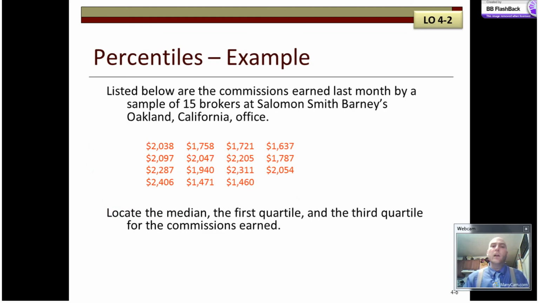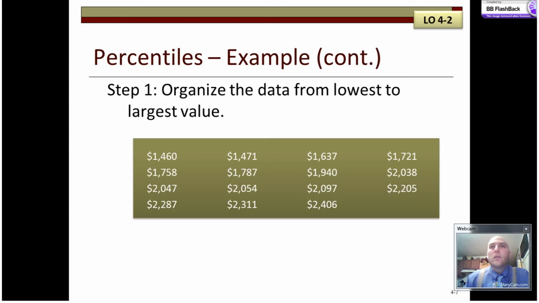Here's an example. Here is a sample size of 15, 15 commissions at Solomon Smith Barney's Oakland, California office. Now, people are making somewhere around $1,400 up to around $2,400. Locate the median, the first quartile, and the third quartile for commissions earned. The first quartile would be L25, the median would be L50, and the third quartile would be L75.